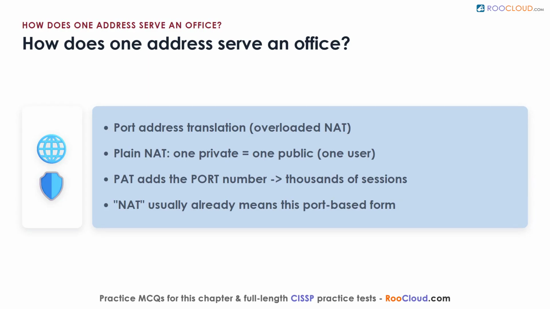of conversations at once. It does this by mapping each internal address and port pair to an external one, effectively multiplexing many sessions over one lease. In practice, the word NAT usually already means this port-based version. Picture one phone number with a switchboard routing hundreds of extensions behind it.